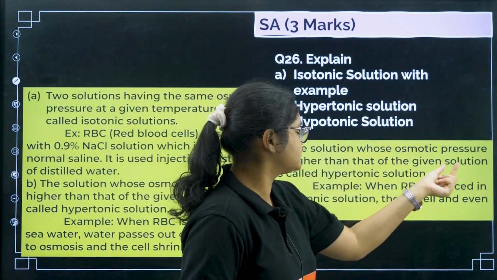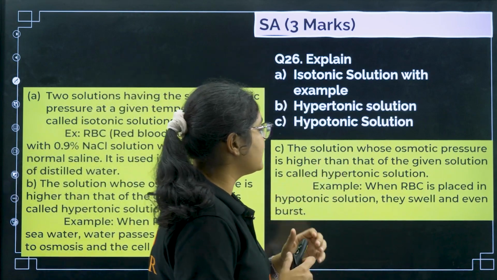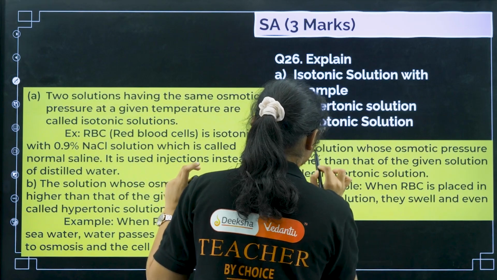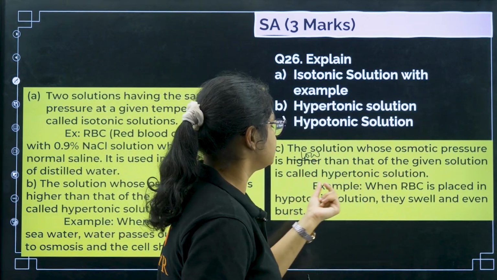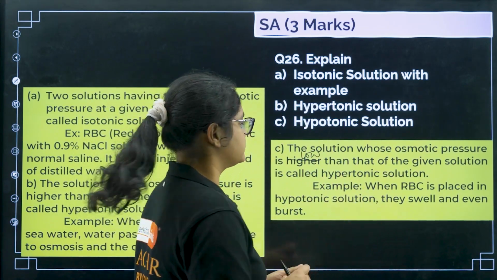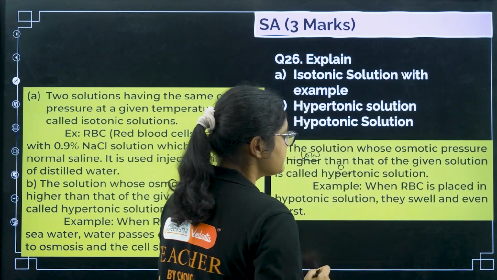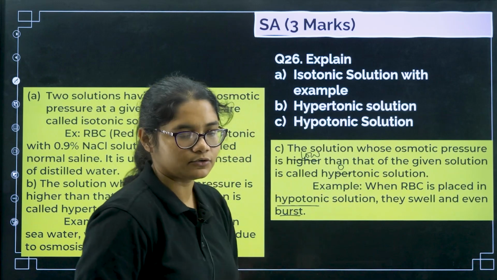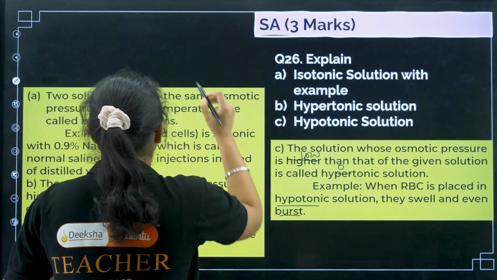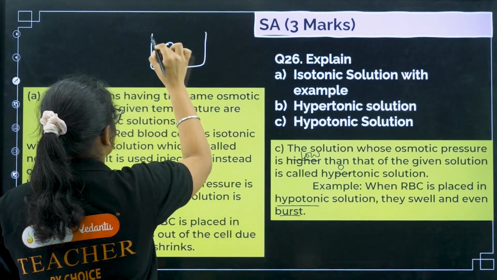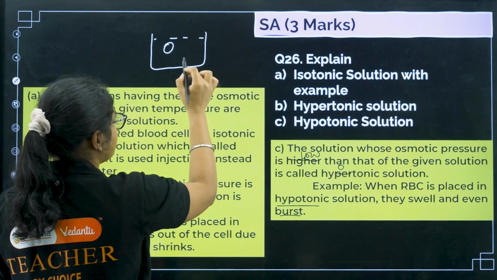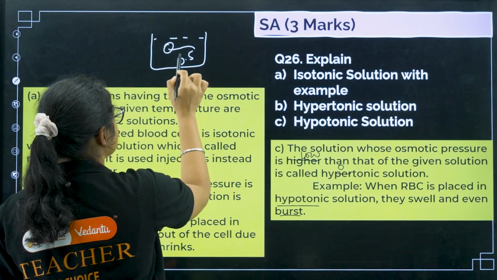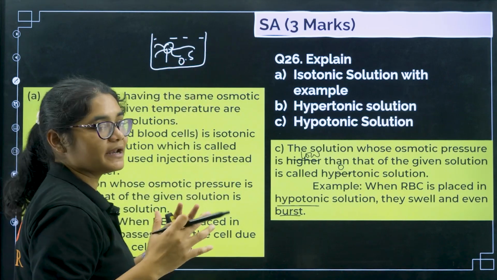The solution whose osmotic pressure is lower than that of the given solution is called a hypotonic solution. Okay, so this is about hypotonic solution. When RBC is placed in a hypotonic solution, they swell and even burst. So if you keep this RBC, we know its pressure is equal to 0.9. Now if I keep it in a solution of 0.5, what will happen? The water will flow inside and it will swell and burst.